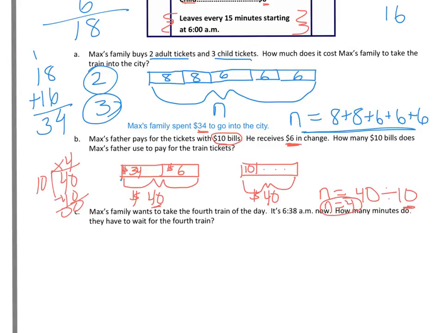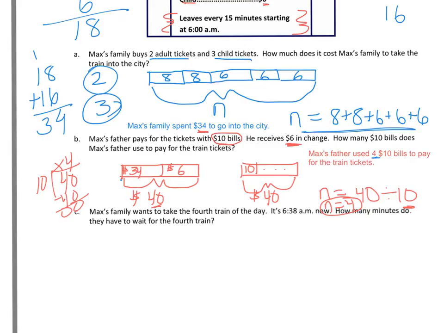So here's my answer statement. Max's father used 4 $10 bills to pay for the train tickets. And I see I got a typo in there, and I'm going to fix that real quick. So there it goes. And I'm going to underline my answer right there. 4 $10 bills.